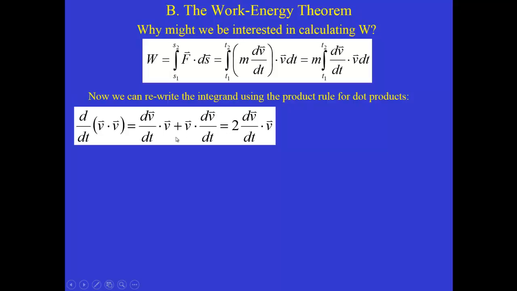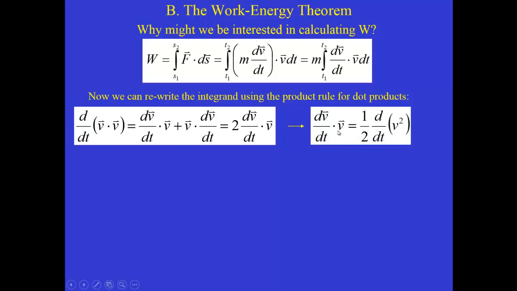Because of that fact, we can add these two terms together and just write them as twice dv dt dot v. And that's exactly what we have in the integrand. So if we solve for this term here, it's just 1/2 of what we have on the left-hand side, right? So dv dt dot v is half d by dt of v squared. V dot v is just v times the cosine of 0, or v squared itself.